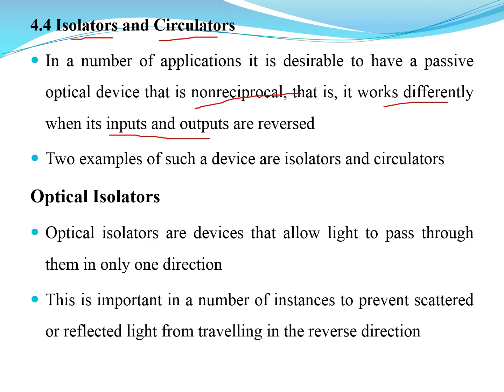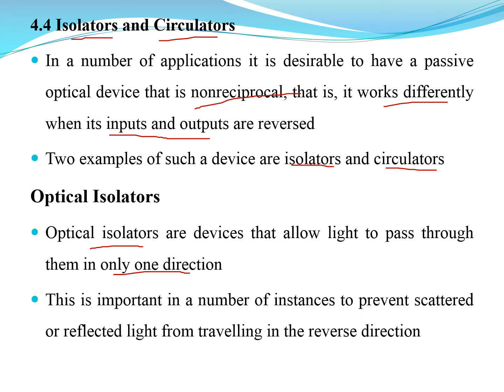Normally it is considered under the process of reflection. The reflection shouldn't happen when the light is entering a particular device. Two examples of such devices are isolators and circulators. Optical isolators are devices that allow light to pass through them in only one direction. That is the function of an optical isolator.